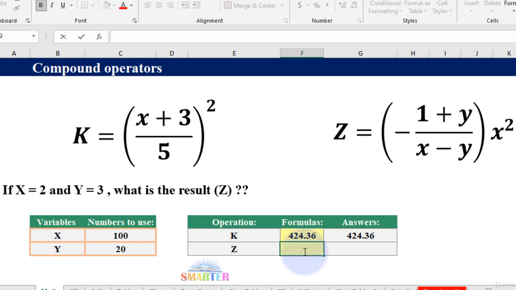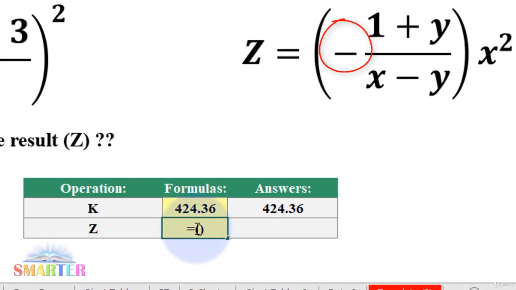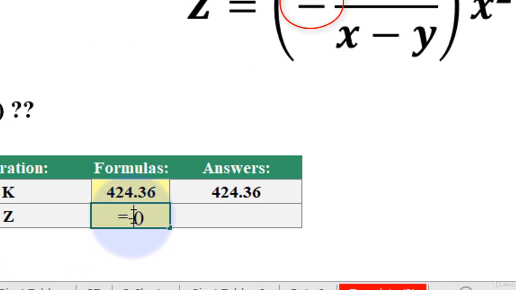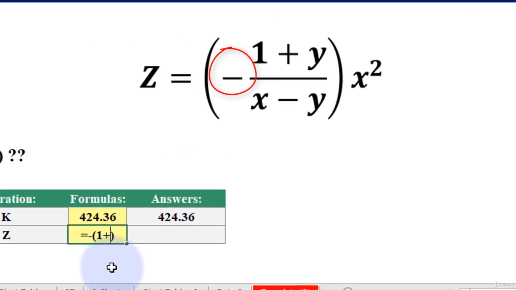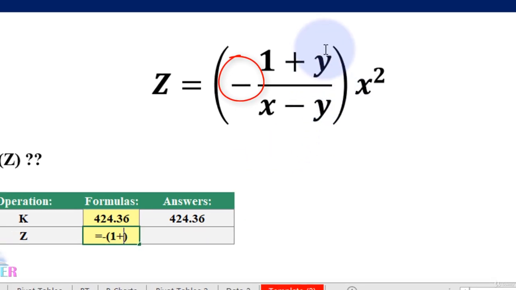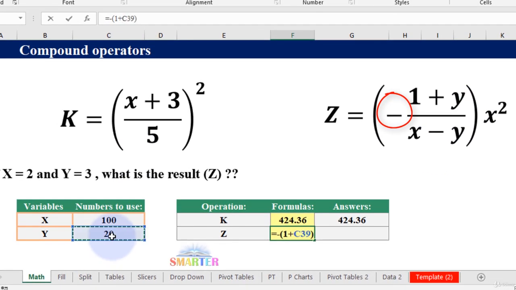Second thing, we want to write the formula, and the first step is to write the equal sign and open two parentheses. And this is minus. We can write the minus sign outside the parentheses like that. And write 1 plus the reference to y here.